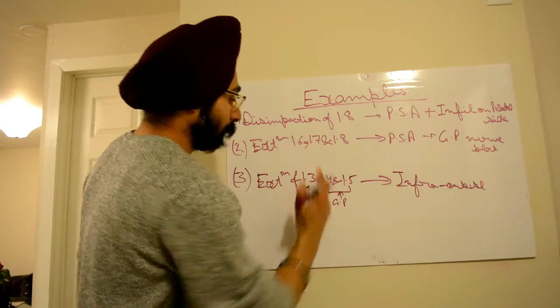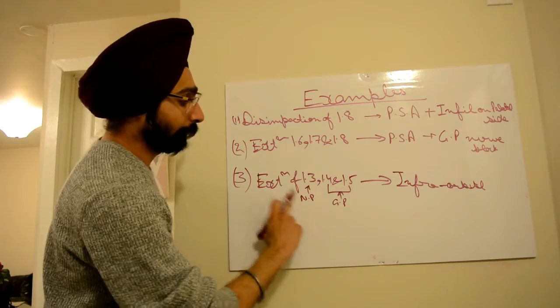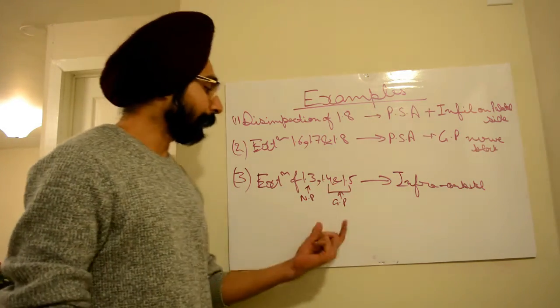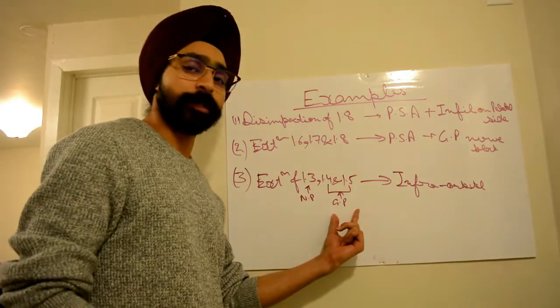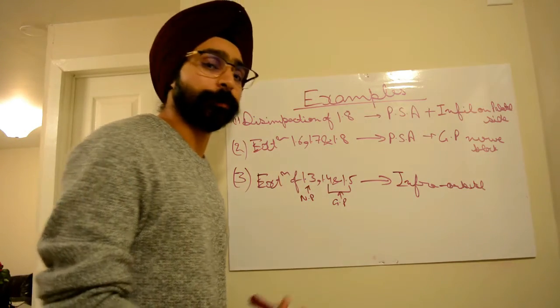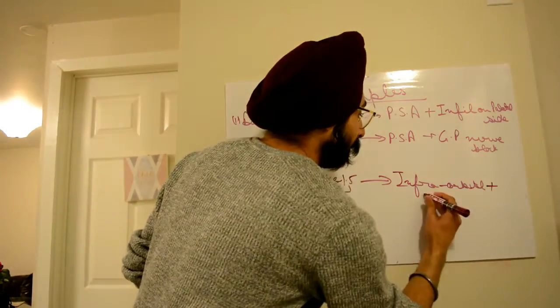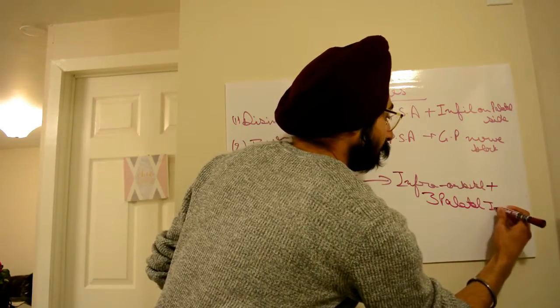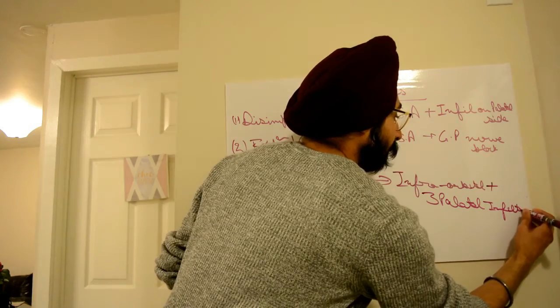So here for nasopalatine nerve block only 1 tooth is here. For GP only 2 teeth are here. We cannot give nasopalatine and GP in this case, so we will give 3 infiltrations plus 3 palatal infiltrations.